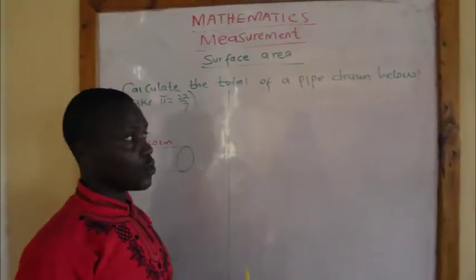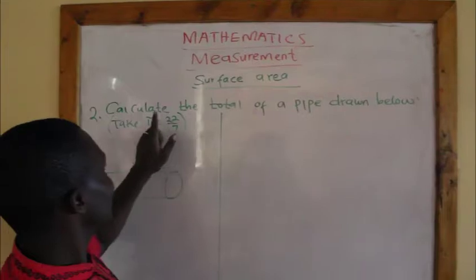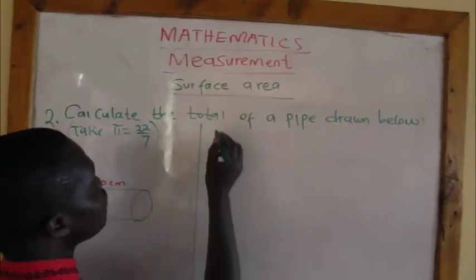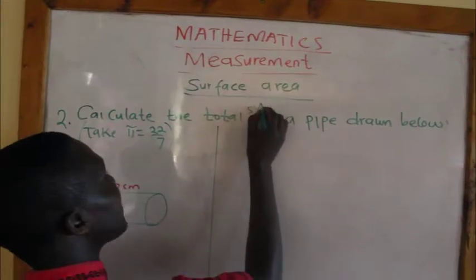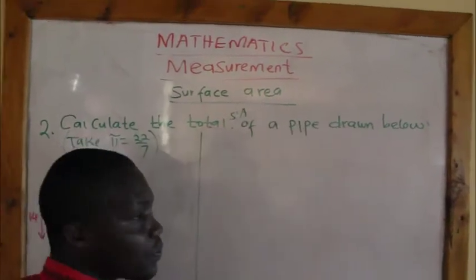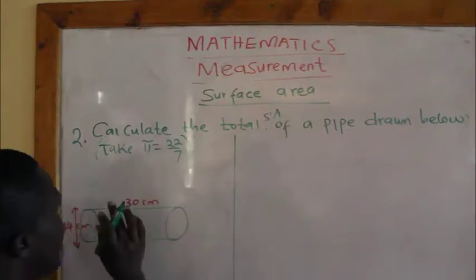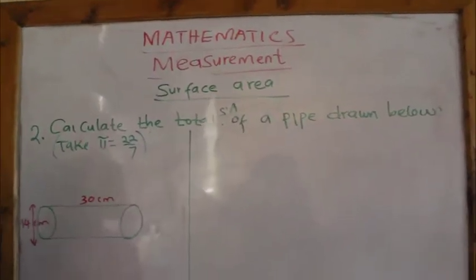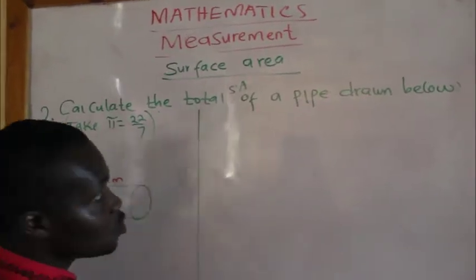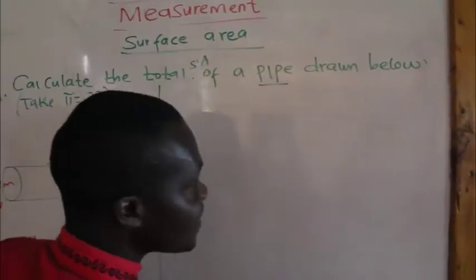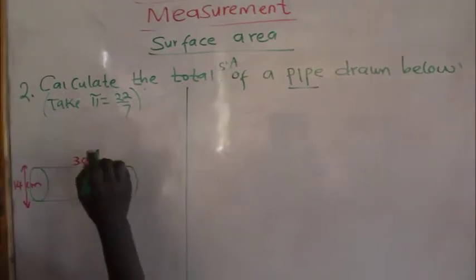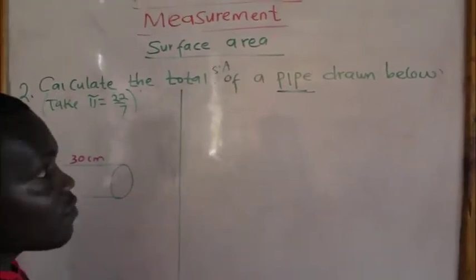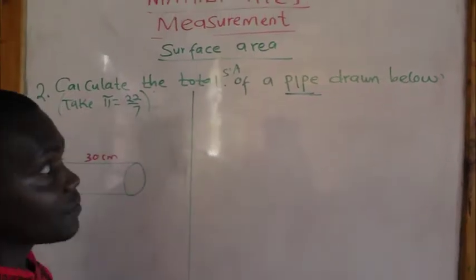Now, question number 2. Calculate the total surface area of the pipe drawn below. Take pi as 22/7. This is the pipe. What I need you to do is underline the type of figure that has been drawn. It is the pipe. This question may look very simple, but it is quite tricky.